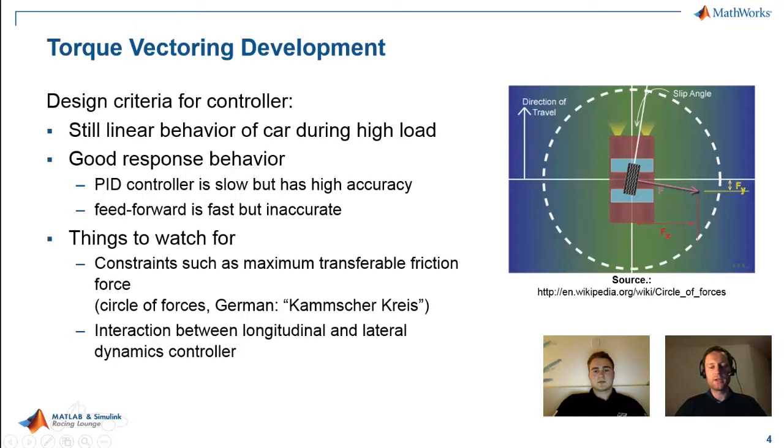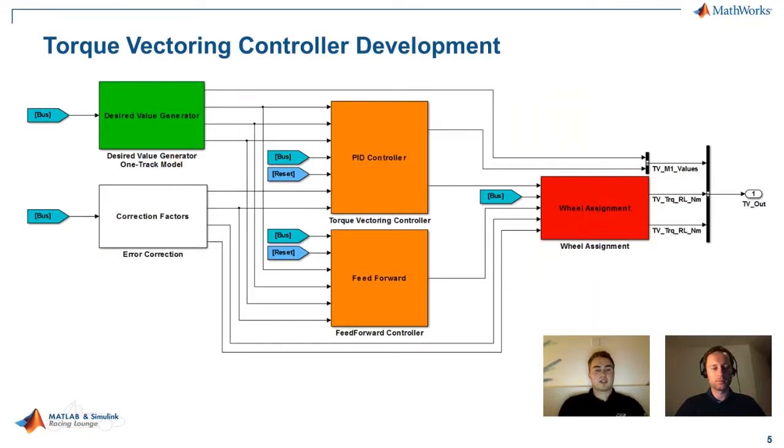Okay, so it would be interesting to see a sketch of your controller structure so that we can see how you put that together in a model. Yeah, we prepared the next slide for this to show our main controller structure for torque vectoring. Basically it's just a normal controller structure, not very special. As you can see in the green box, this is our desired value generator, which calculates the desired vehicle movement out of the driver inputs and the current vehicle movement.